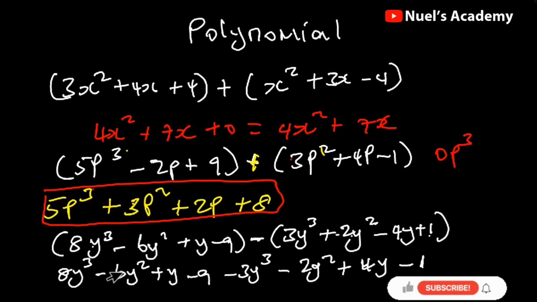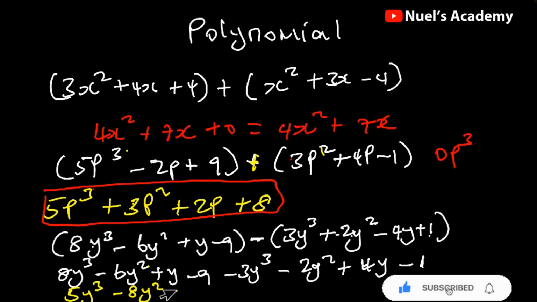If you perform this operation, you have 8y cubed minus 3y cubed, which is equal to 5y cubed. Then we have negative 6y squared minus 2y squared, which is equal to minus 8y squared. Then you have plus y plus 4y, which is equal to plus 5y, and then minus 9 minus 1 is equal to minus 10. So this is the answer to this question.